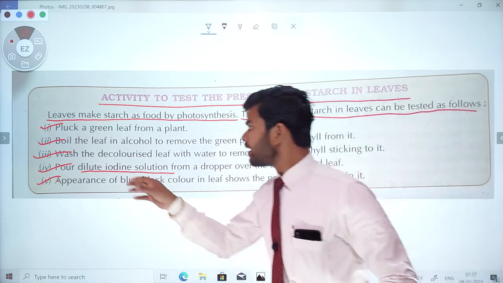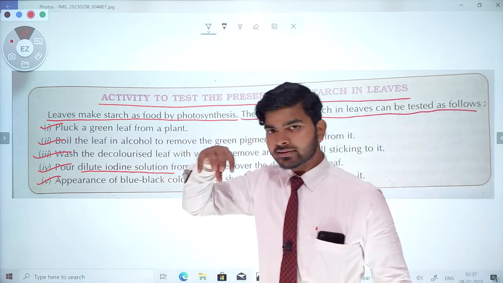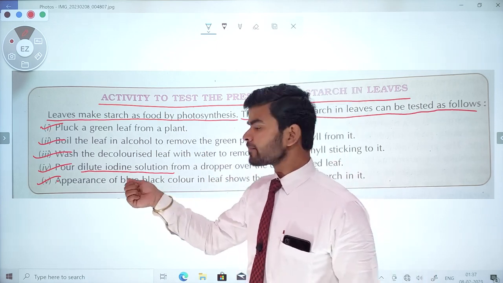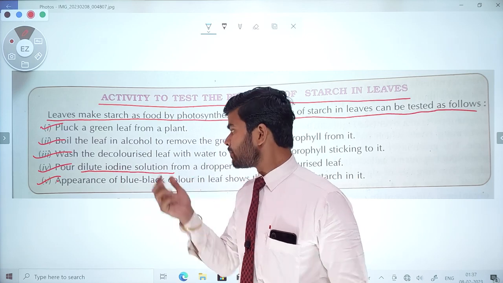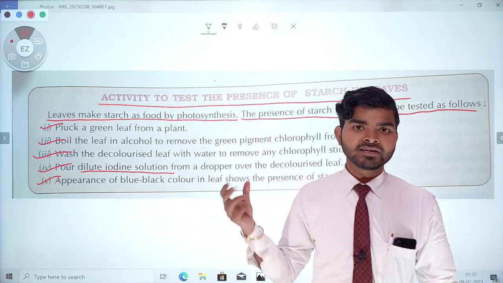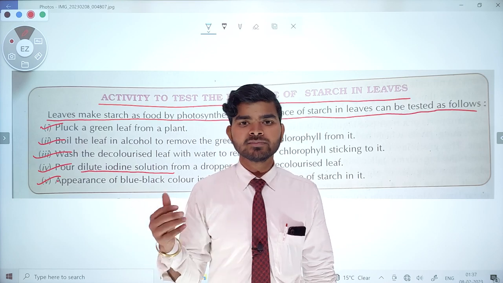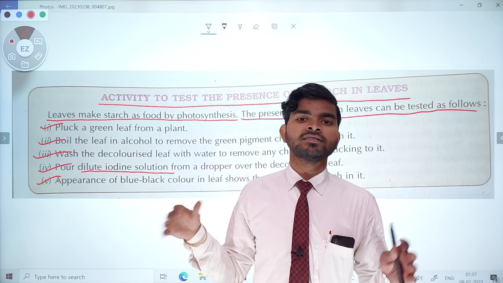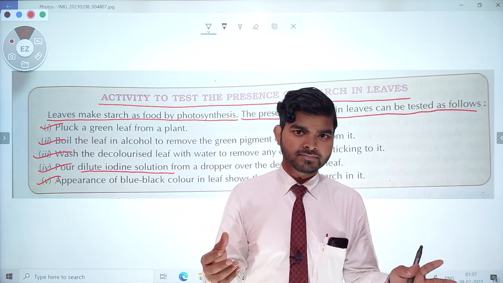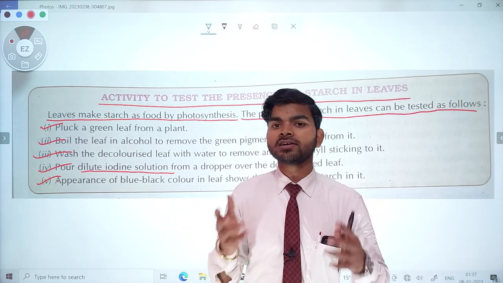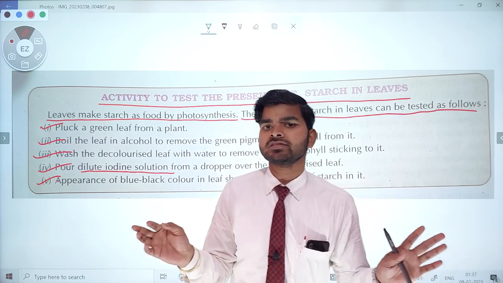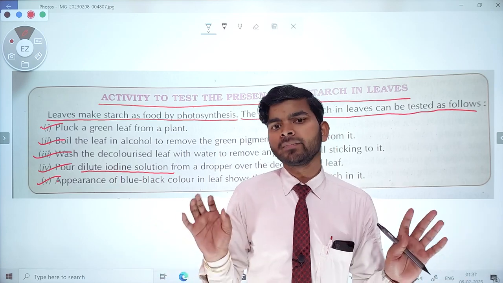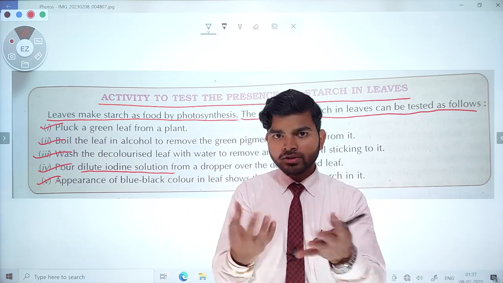When we put iodine solution over this decolorized leaf, the leaf becomes blue-black. If blue-black color appears, that means starch is present, and if it does not happen, there is no starch. If starch is available, photosynthesis takes place. If starch is not available, photosynthesis is not happening in that particular plant or tree.